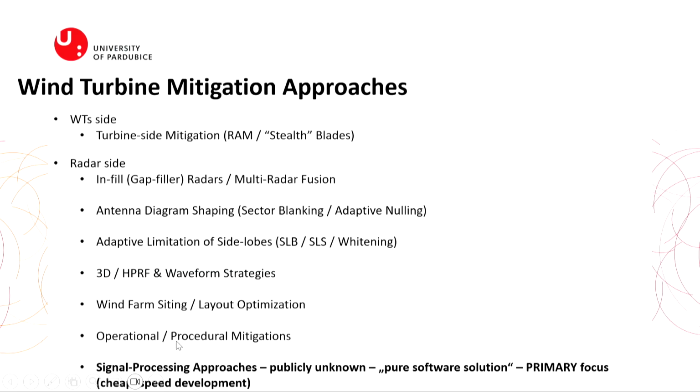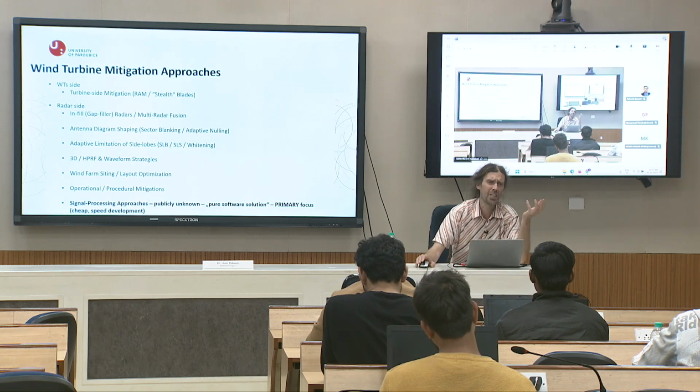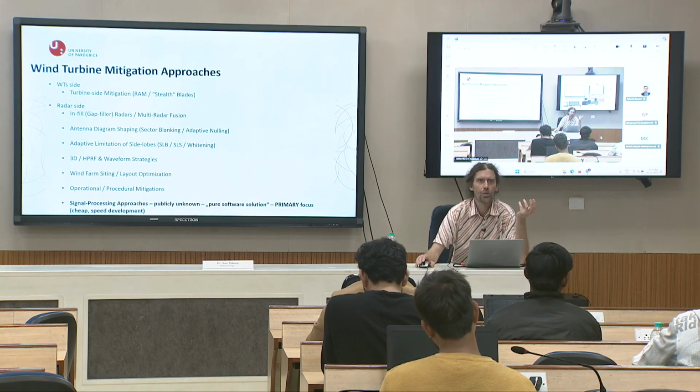And then operational procedural mitigation. It is more about NOTAMs or ATC, air traffic control, that tell you in this area, just don't go to this area, just fly around because we can't see you. Okay, it is a solution, but not a permanent solution. It is just a temporary solution.